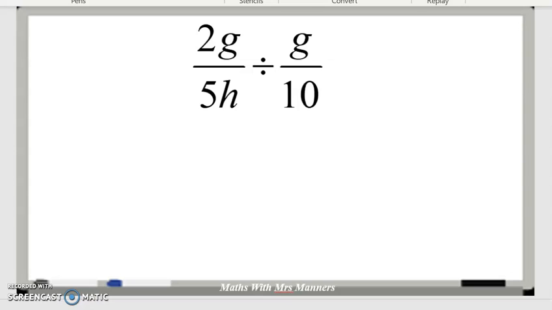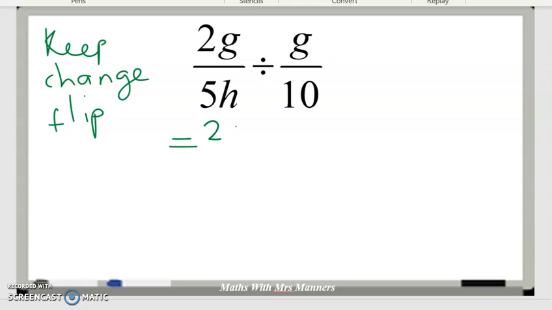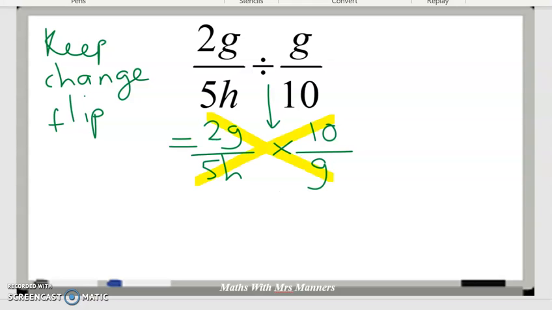Now let's look at an example with algebraic fractions. So don't forget our 3 steps. Keep the first fraction the same, change the division sign to a times, and flip the second fraction. So we're going to keep the first fraction the same, change that division sign to a times, and flip my second fraction. And then I'm checking for cancelling. I can see some cancelling already. I can cancel out a G here with a G diagonally opposite. I can also see that 5 and the 10 have a common factor of 5, so 5 goes into itself once and into 10 twice.